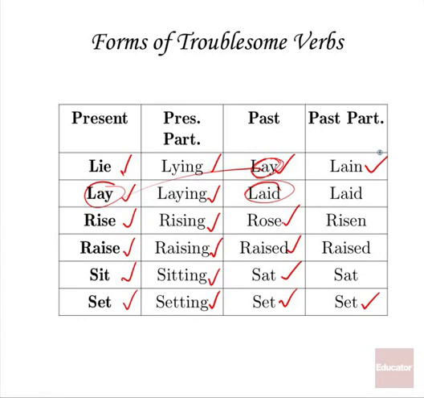The past participle of lay is laid, just like the past tense. The past participle of rise is risen because it is massively irregular. The past participle of raise is raised because it's massively regular. And the past participle of sit is sat. So at least sit and set have the same past and past participle.